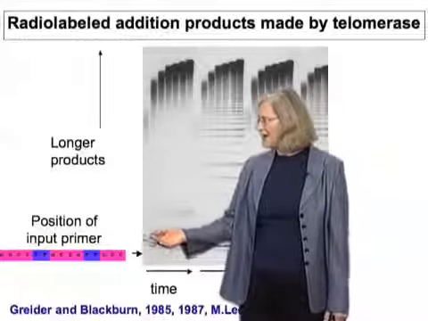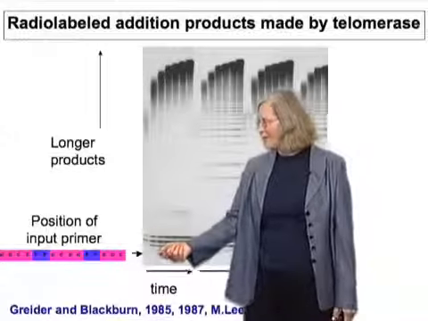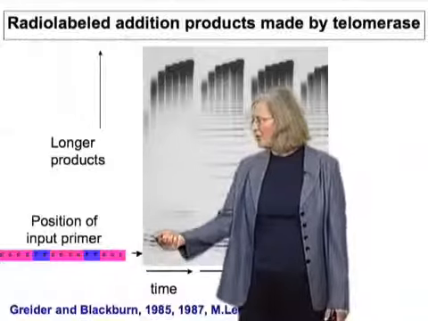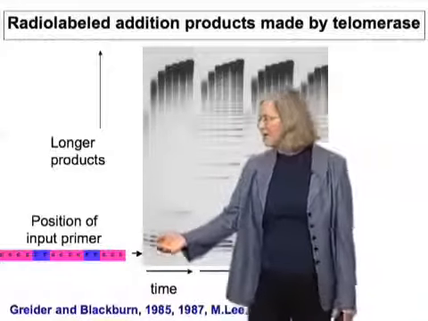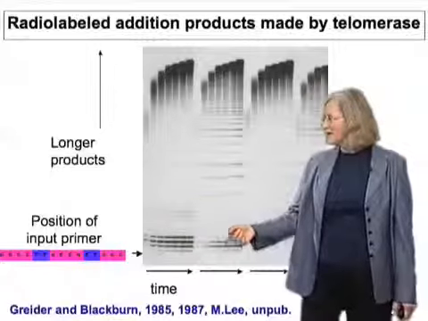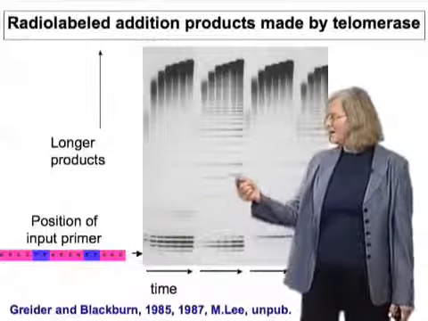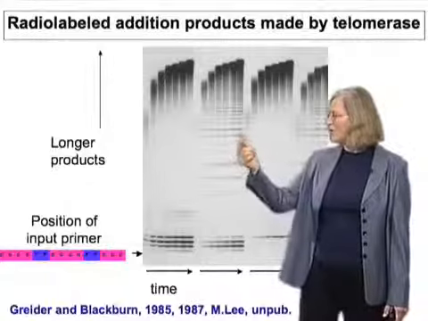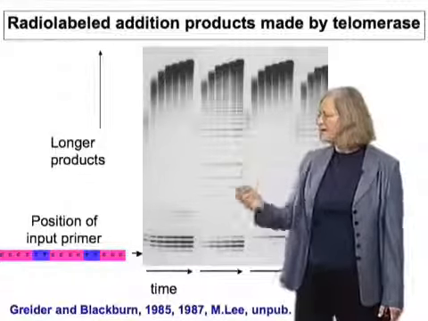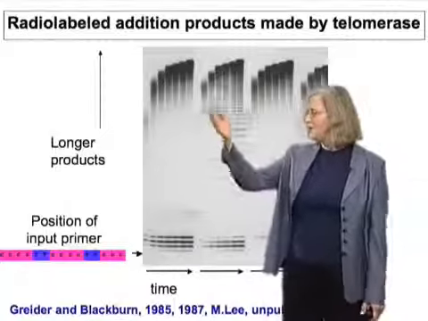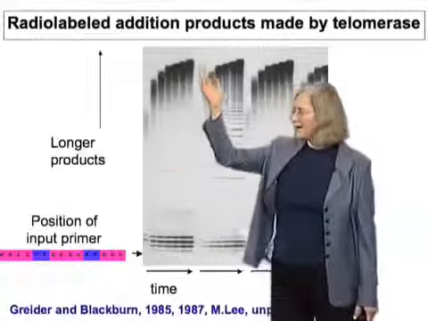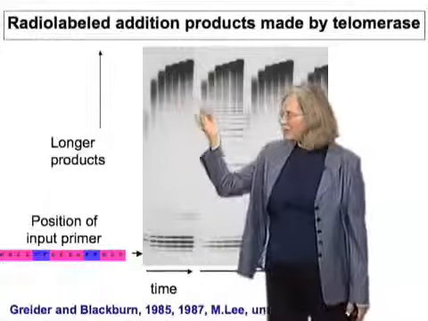Every time you see a labeled band, this is a product that's been added. So the input would run here. If you added 1, 2, 3, 4 nucleotides, you could get longer and longer bands. And what you can see is that there is a kind of a striped pattern. Every 6 nucleotides, there was a pause in the addition, and so you could see a pattern of 6 nucleotides being added. And you could see more and more repeats, as shown by the bands getting higher and higher and higher, being added with time.